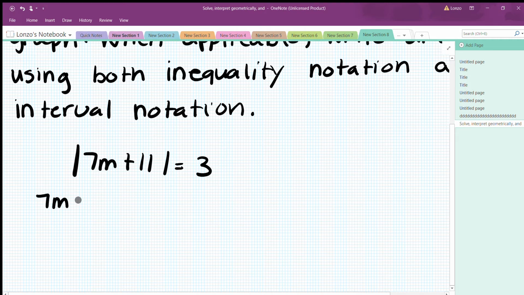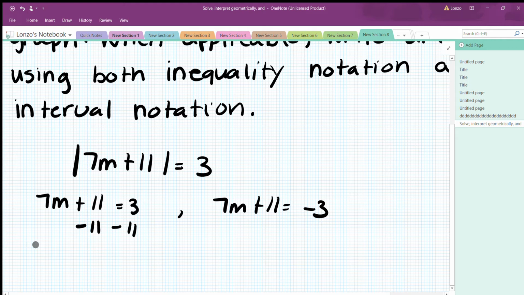So my first problem setup is 7m plus 11 equals 3. And then my other one would be 7m plus 11 equals negative 3. We don't have to change the sign because this is not exactly an inequality. There's an equal sign, so it's not technically an inequality. So let's solve for m. I get 7m equals 3 minus 11, which is negative 8, divided by 7 on both sides. We get m equals negative 8/7.